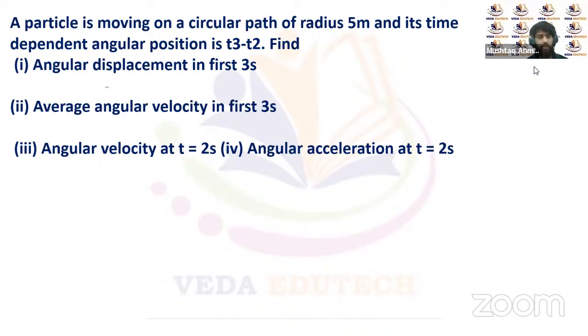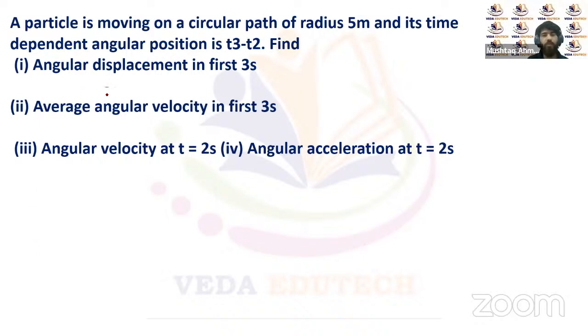So we'll be beginning with question number one here. A particle is moving on a circular path of radius 5 meter and its time-dependent angular position is given as t cube minus t square, right? Find its angular displacement in first 3 seconds, average angular velocity in first 3 seconds, angular velocity at t equal to 2 seconds, and angular acceleration at t equal to 2 seconds, right? These are the four quantities that we have to find.